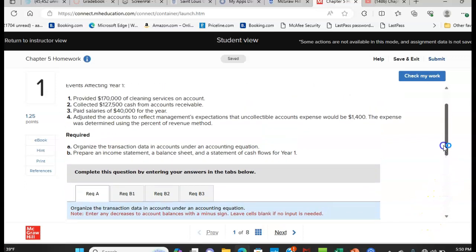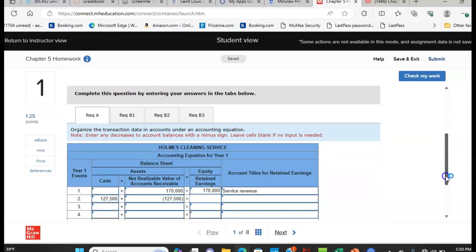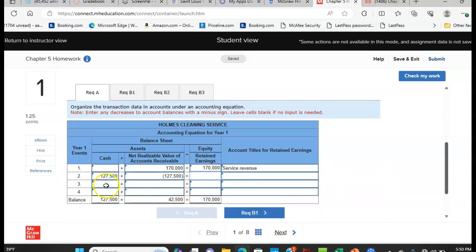Then for our third transaction, we paid salaries of $40,000 for the year. So our cash account, excuse me, I had to sneeze. That was a big one. Cash account decreased by $40,000, and your retained earnings decreased by $40,000. Now, since you're paying out salaries, the account for retained earnings is going to be salaries expense.